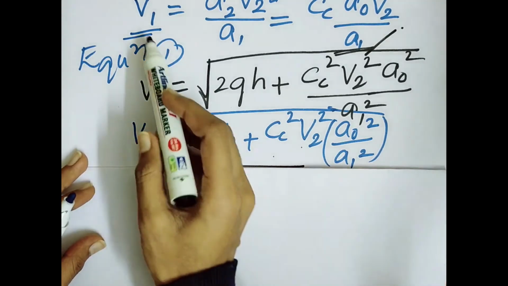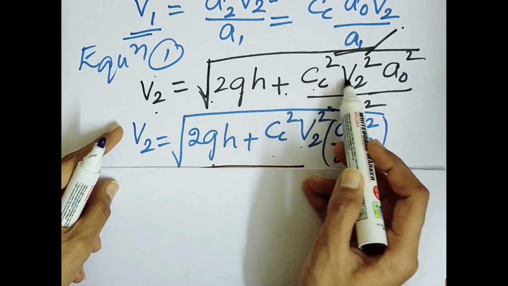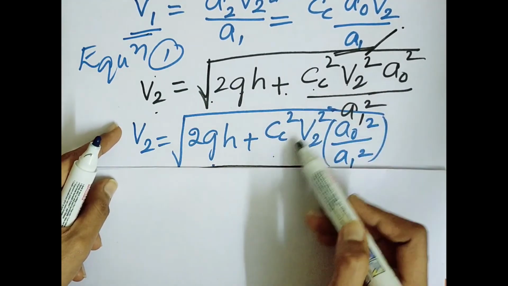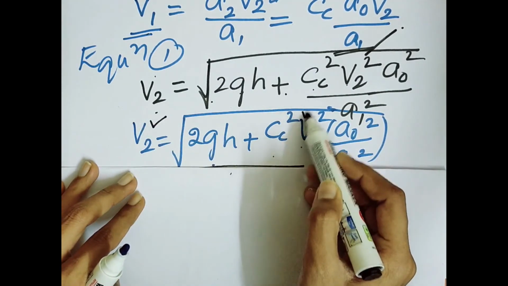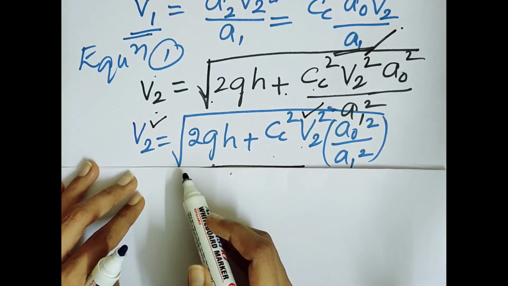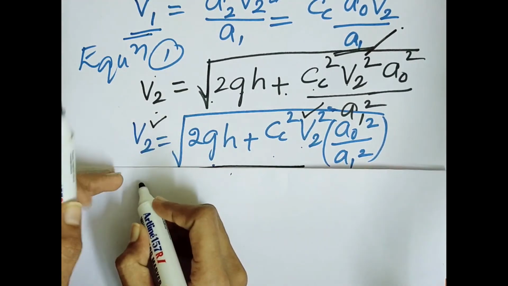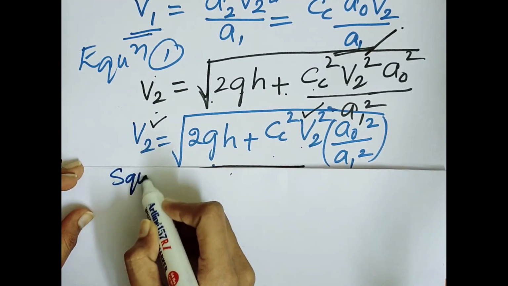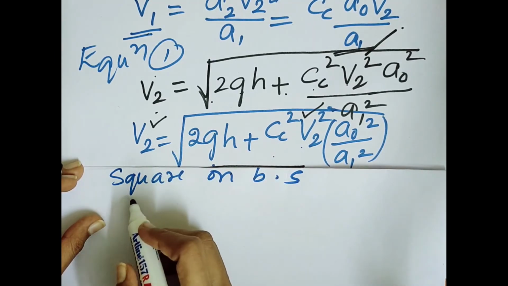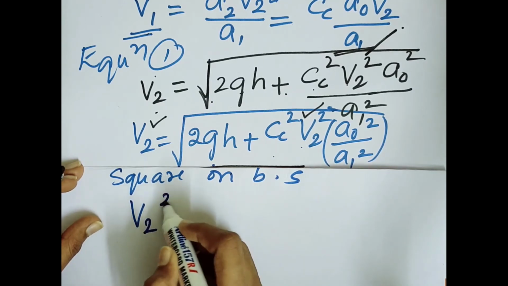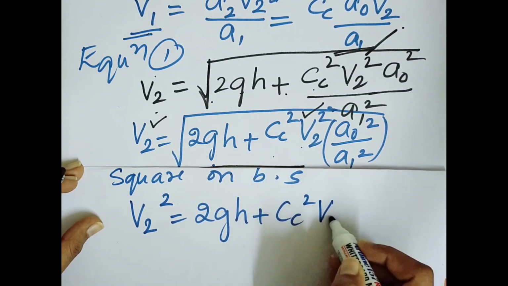If you substitute V1 in equation 1, you will get V2 is equal to square root of 2gh plus Cc square into V2 square into A0 square by A1 square. So here, V2 is both on the right hand side and the left hand side, so we have to take V2 common. For that, first we'll square both sides. If you square both sides, you will get V2 square is equal to 2gh plus Cc square V2 square.